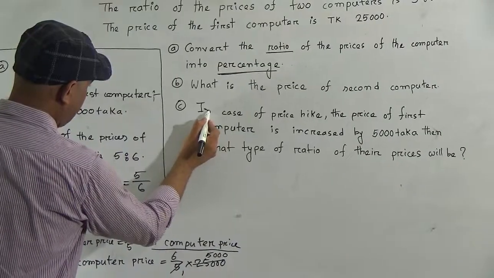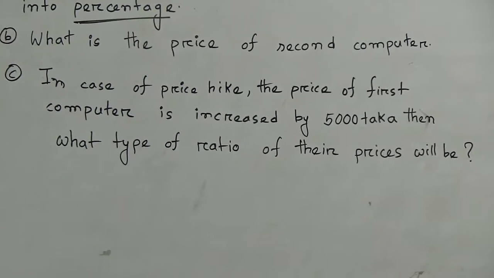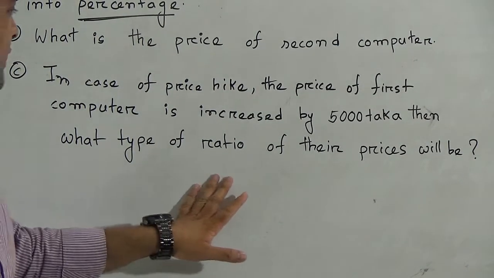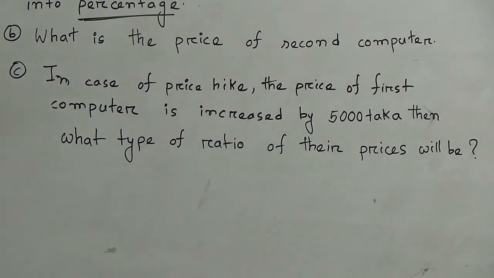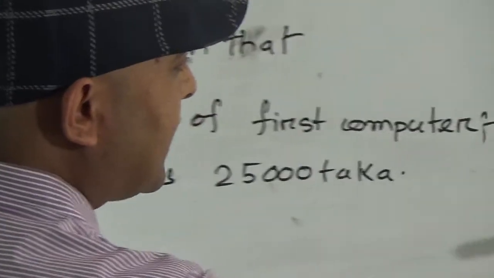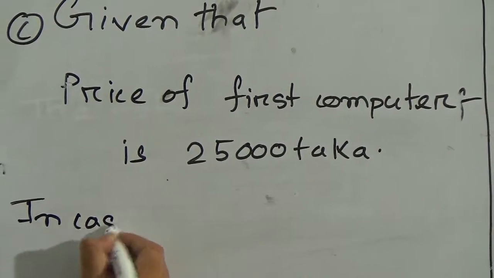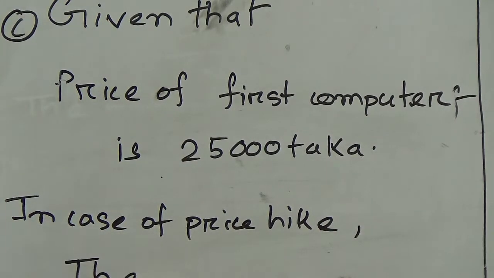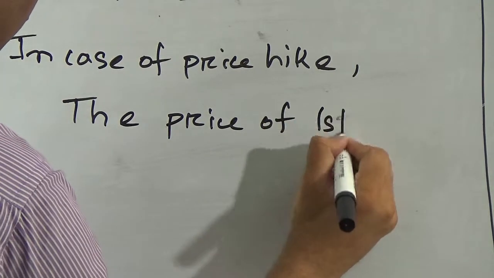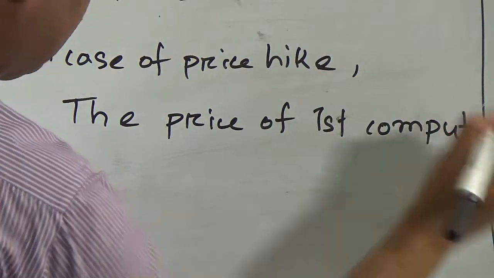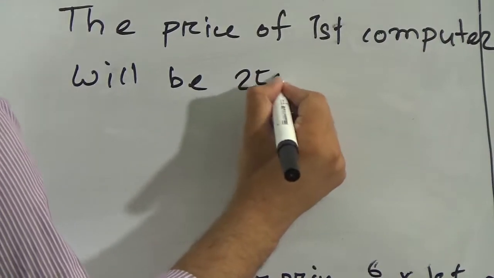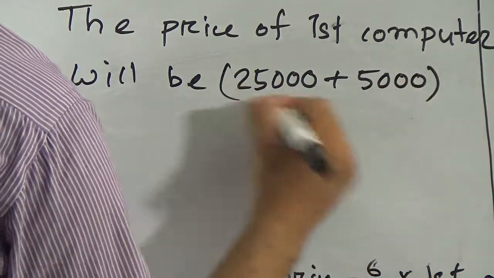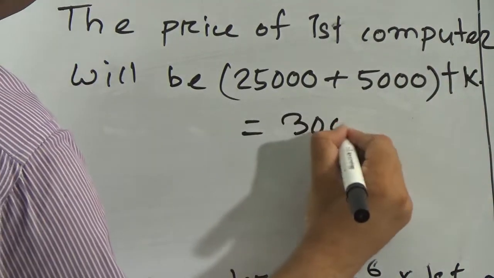Now number C, in case of a price hike, the price of the first computer is increased by 5,000 taka, then what type of ratio of their price will be? So number C is, the price of the first computer is 25,000. In case of a price hike, the price of the first computer will be 25,000 plus 5,000 taka, that is 30,000 taka.